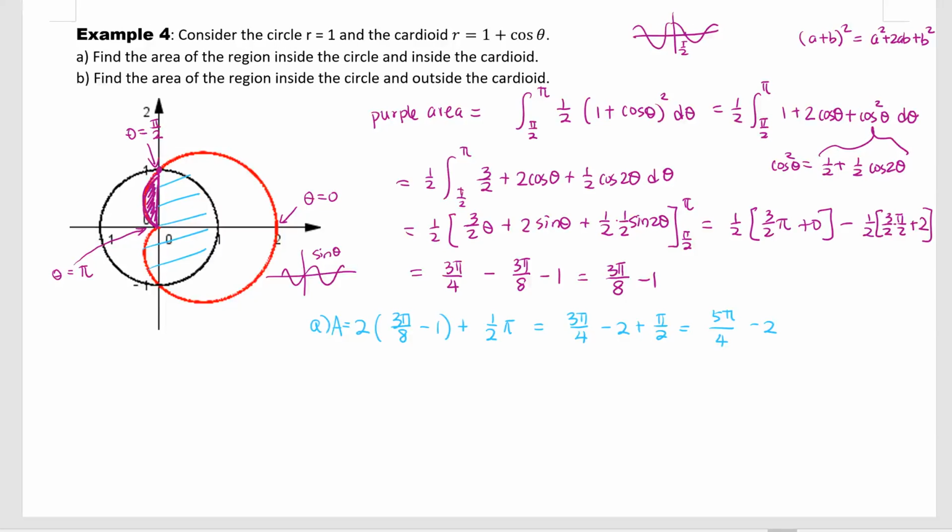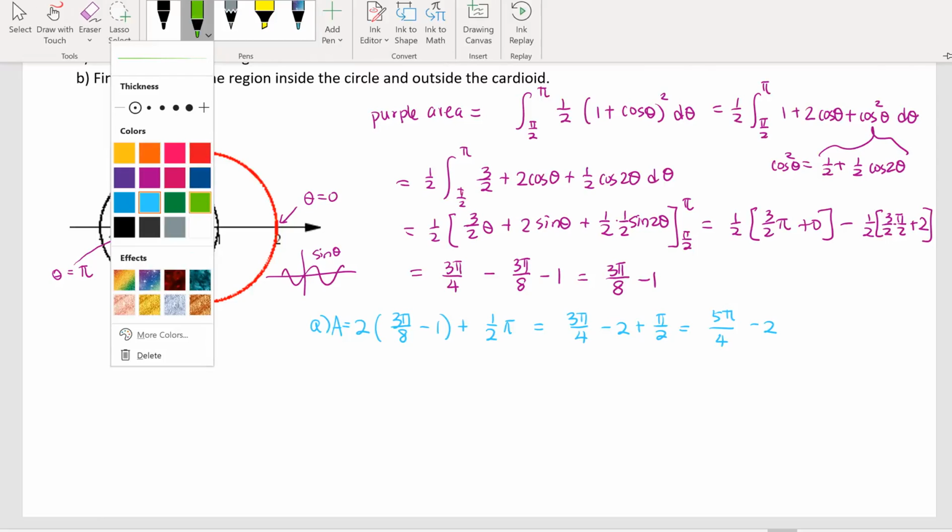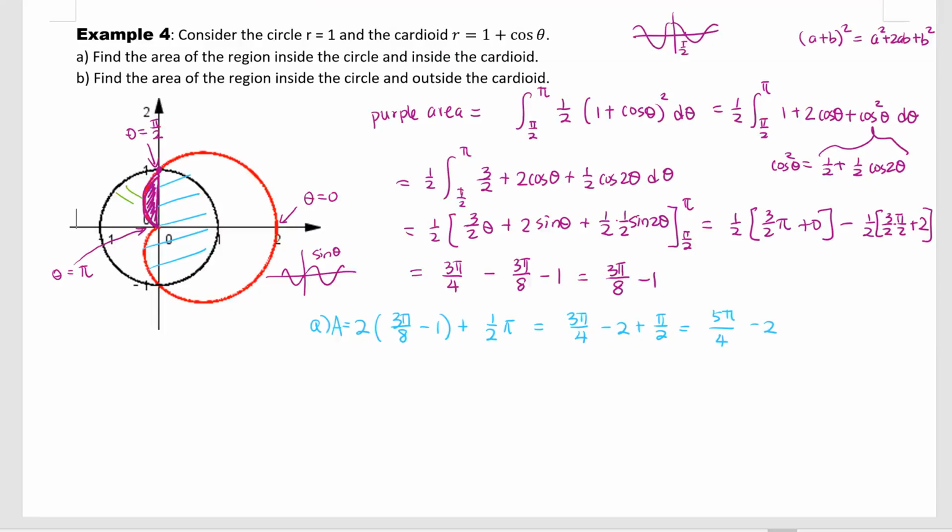How about part B? So part B is the area of the circle with radius 1, which is pi r squared, r is 1, pi, minus the area in part A, which is 5 pi over 4 minus 2. Well, negative 2 becomes positive 2, and then pi minus 5 pi over 4 is negative pi over 4. Okay, so that is the answer for part B. So far, so good, everybody.